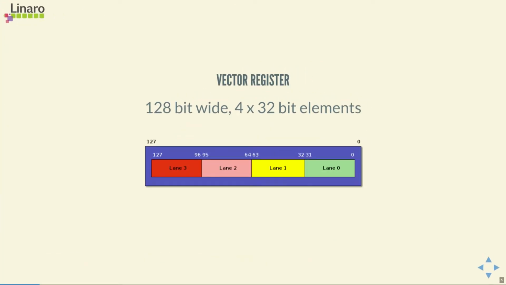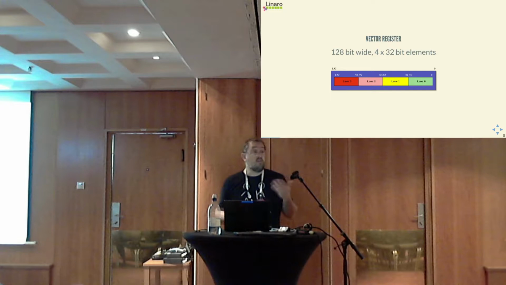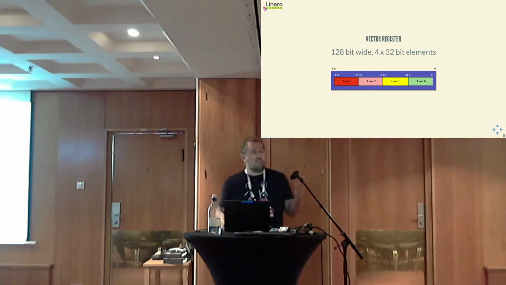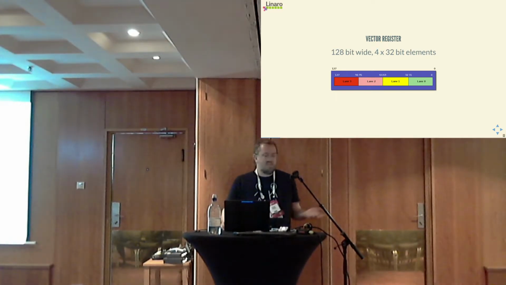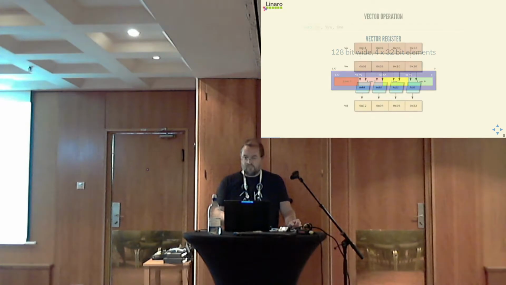Let's start with the vector register. So this is a wide register that contains multiple elements, usually referred to as lanes. So in this example, we have a 128-bit vector holding 4 32-bit values. Now, why is this useful? Let's have a look at an example vector operation.